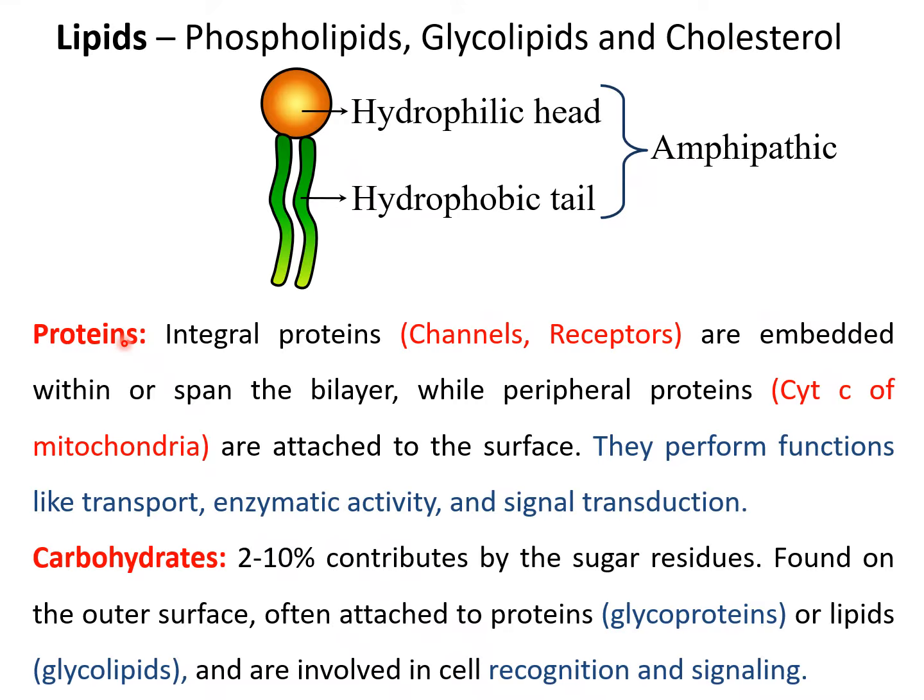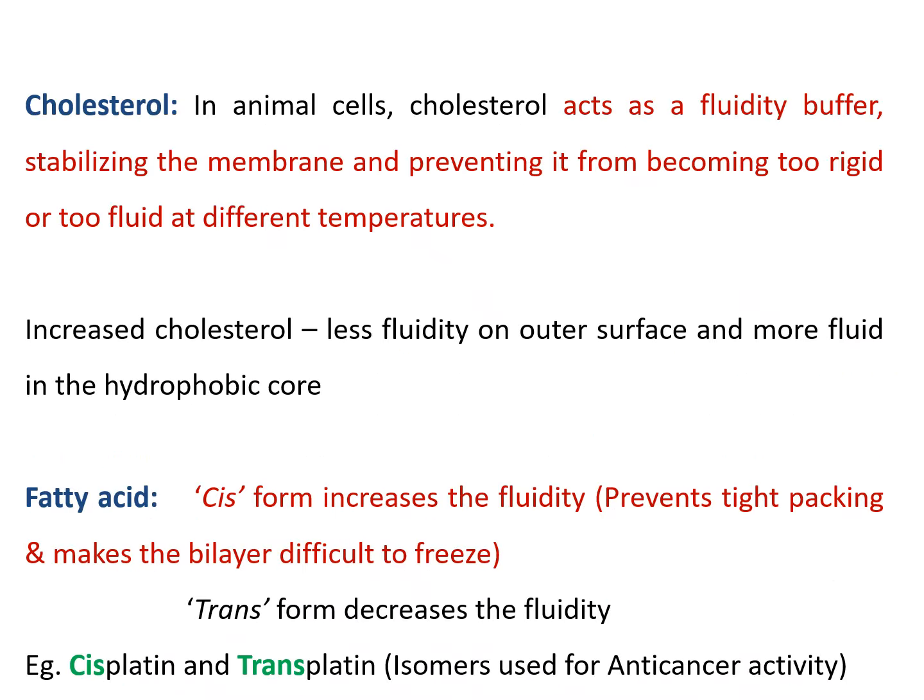And proteins, I have already told you, I'll be giving examples for integral proteins. Channels and receptors are embedded within or span the bilayer, while peripheral proteins are like cytochrome C of mitochondria. So in MCQs, mostly they'll be asking examples of integral and extrinsic proteins. In that you can give the examples channels and receptors for integral and cytochrome C of mitochondria for peripheral. They perform functions like transport, enzymatic activity and signal transduction. Carbohydrates, 2 to 10%, are contributed by the sugar residues as glycoproteins and glycolipids, mainly for recognition and signaling processes.